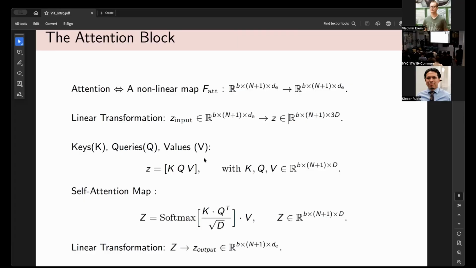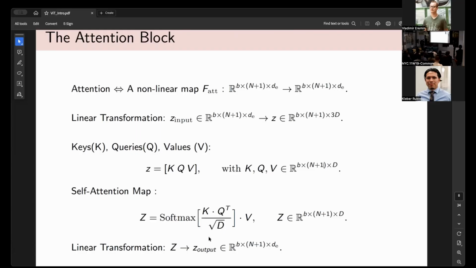Once you have done that, you chop up the tensor into 3 different tensors, K, Q, and V. These go by the name of keys, queries, and values. The names are absolutely not important, it's just a division of a tensor, where the individual tensors are of this shape. Now these are the ingredients that you need for the self-attention map.